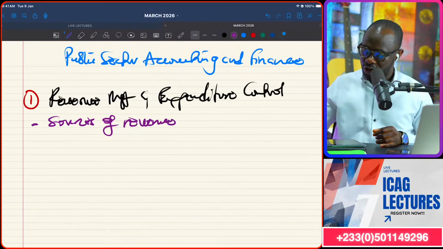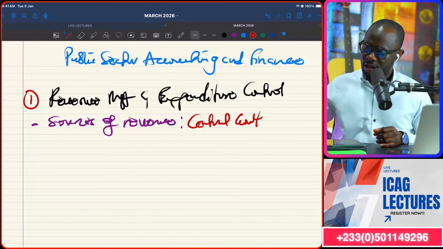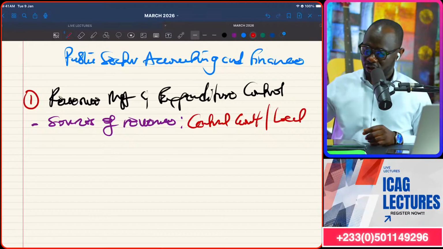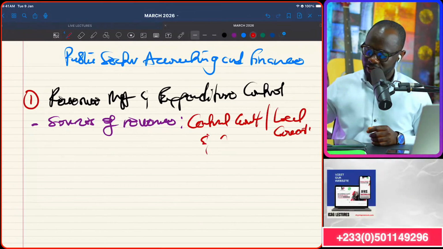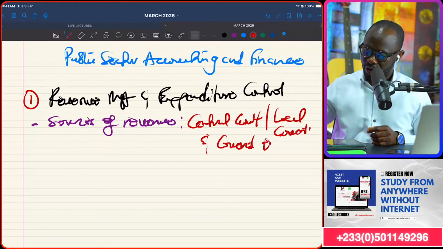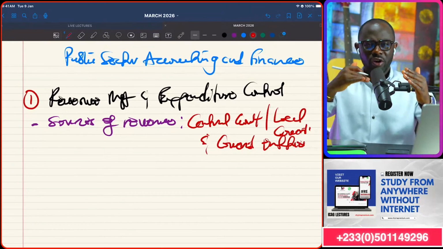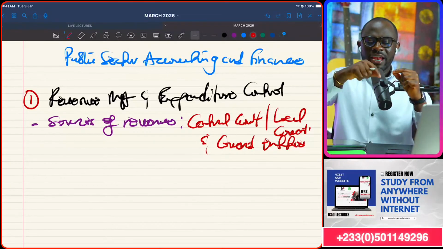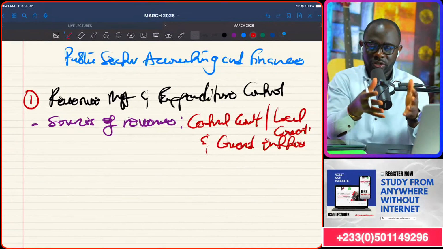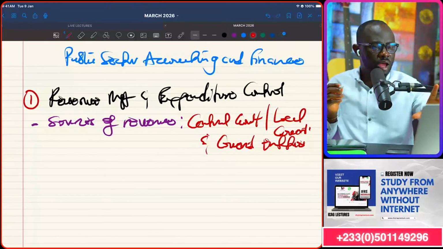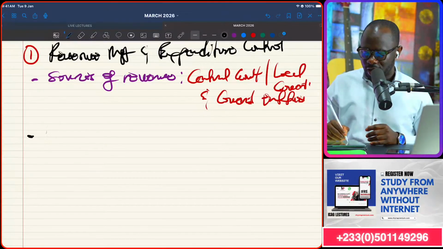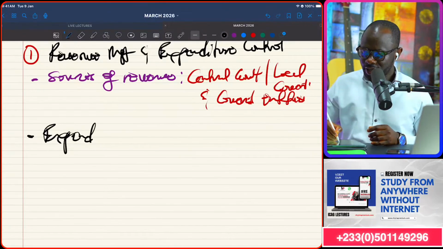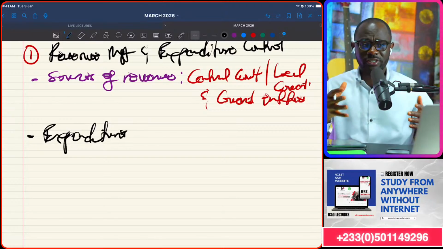You will understand sources of revenue to the central government, the local government, that is Metropolitan Municipal District Assembly, and then other covered entities. This is very important because classification of revenues, items, and how they are recognized will be important here. So, sources of revenue. Not only that, that topic would tell us the issues in respect of the expenditures. Again, classification of expenditures is crucial.